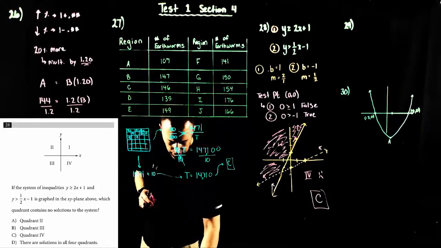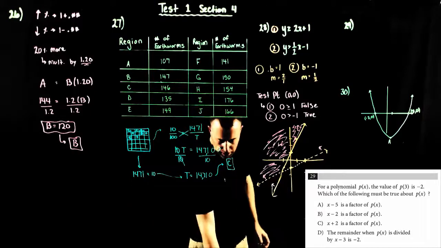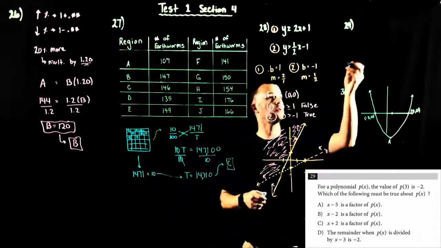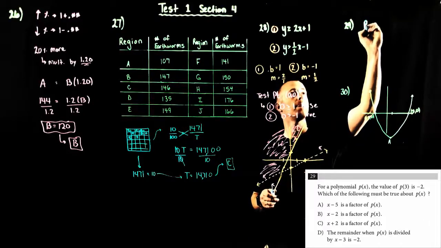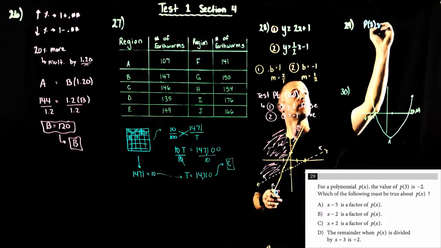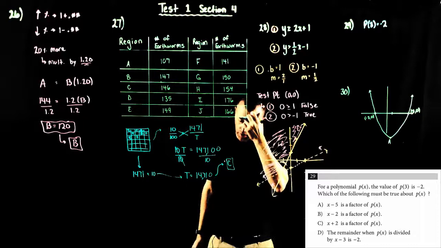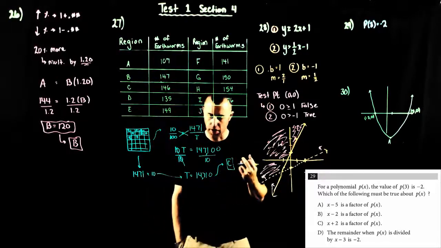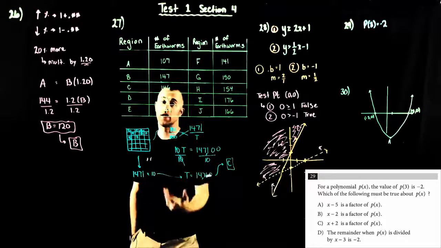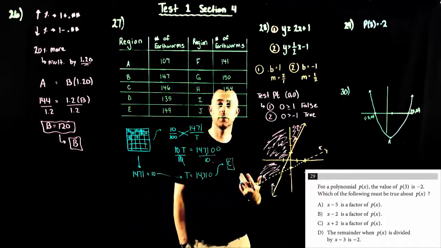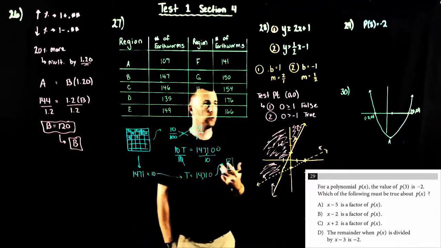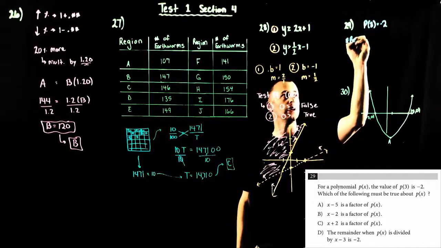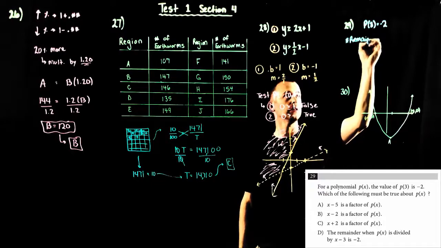Moving on to number 29. This one is giving you the value of P of 3. They're saying P of 3 is negative 2. And they're not really giving you much. They're saying which of the following must be true about P of x. Now notice when you look at these answers, the one that should stand out is the right answer, because of a theorem called the Remainder Theorem. You need to know this Remainder Theorem to be able to do this question.